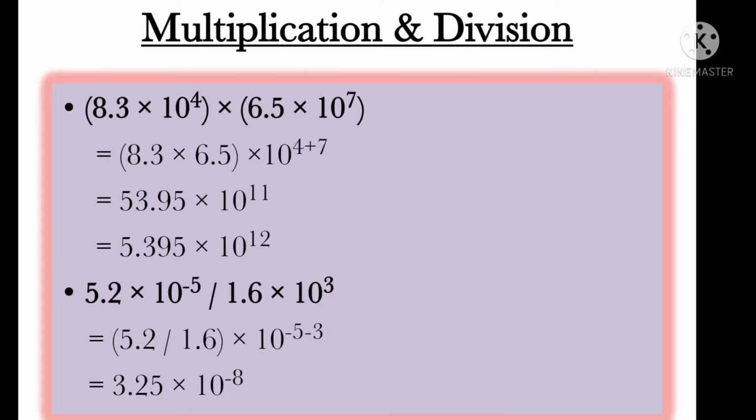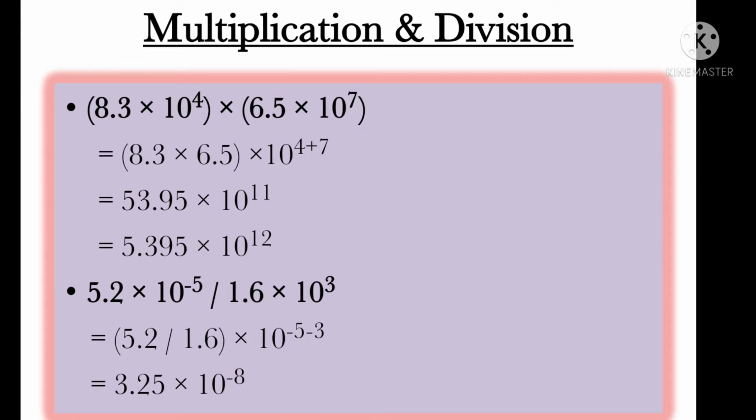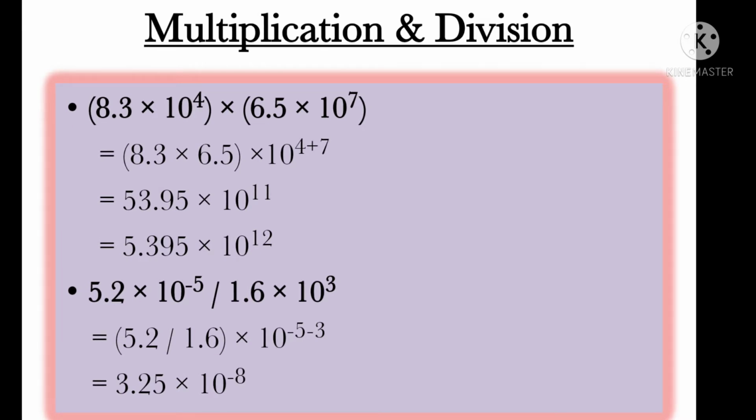Here a multiplication example is given, 8.31 into 10 to the power 4 into 6.5 into 10 to the power 7. Here the powers of both will also be added. Okay, then 8.3 into 6.5 into 10 to the power 4 plus 7. The result will come up as 53.95 into 10 to the power 11. This is also correct, but to be more convenient and more correct, we will write it as 5.395 into 10 to the power 12.